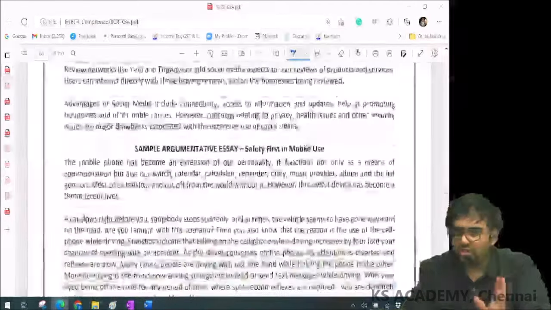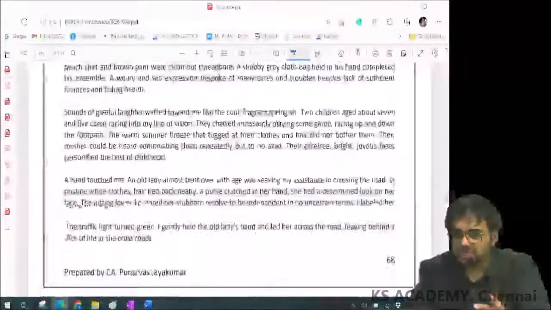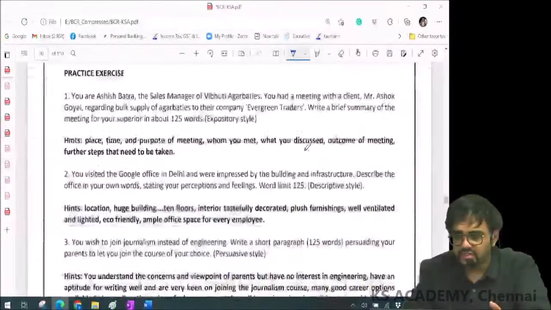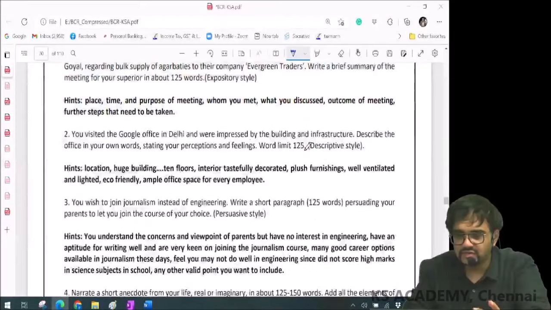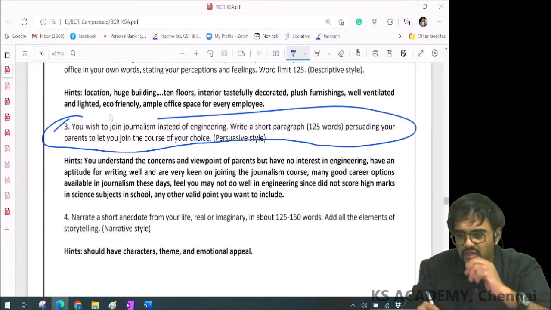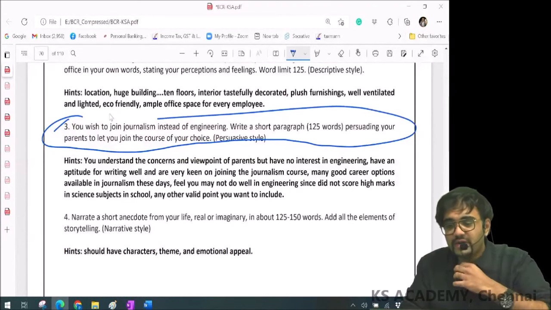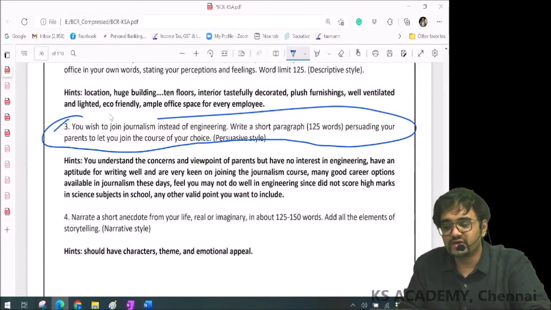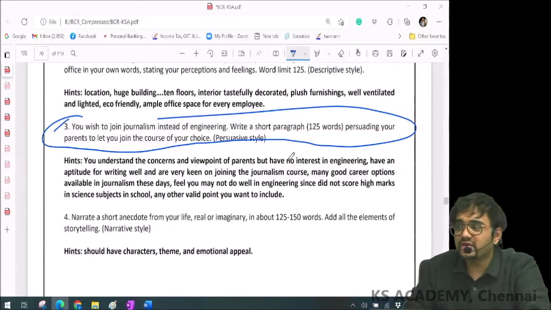So all this is useless. What they will ask you is a direct question like this here. Page number 69, they can ask you a direct question, for example: you wish to join journalism instead of engineering. Write a short paragraph, 125 words, persuading your parents to let you join the course of your choice.